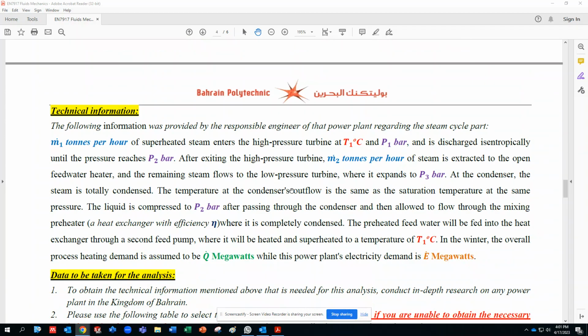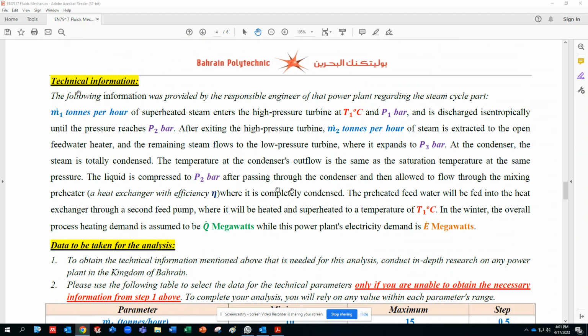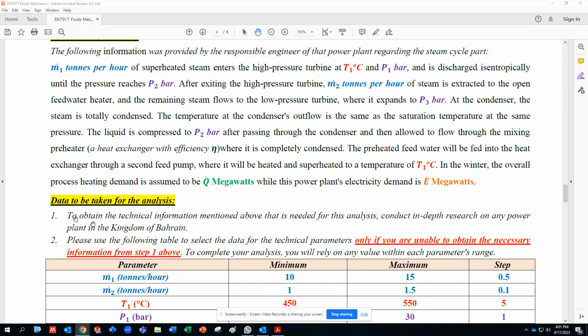Before going for the technical information, let me take the first step involved here, which is the data to be taken for the analysis. The first step is to obtain the technical information mentioned above in this paragraph, which is required for this analysis. You will conduct an in-depth research on any power plant in the Kingdom of Bahrain. This can be done in two steps, either of these two.